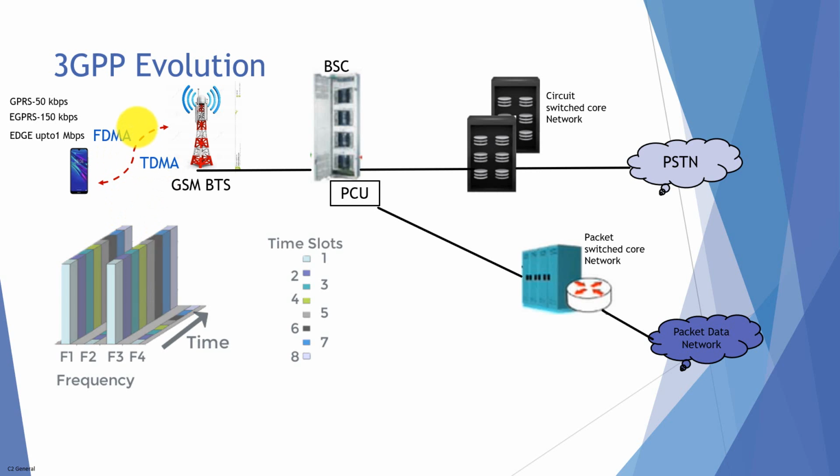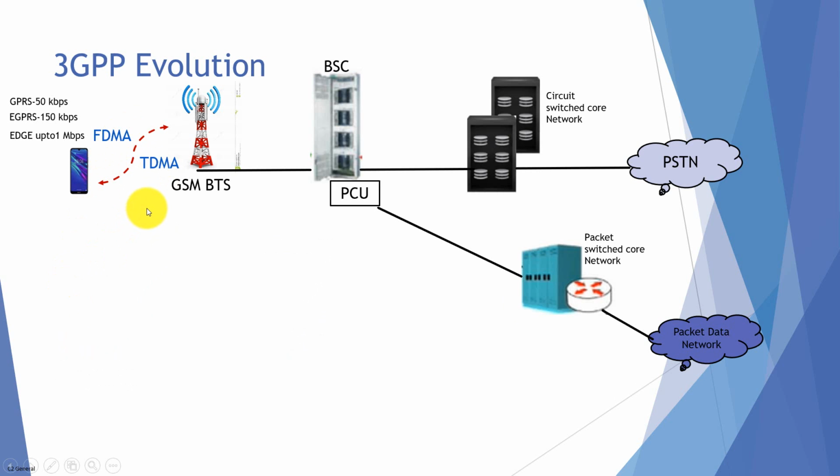Basic GSM networks don't have packet switching networks, but in the enhanced GSM, which is GPRS, there exists a packet switching connection, but the packet data rate is very low, around 50 kilobits per second. Then GPRS evolved to be enhanced GPRS, or eGPRS, so the data rate became 150 kilobits per second.